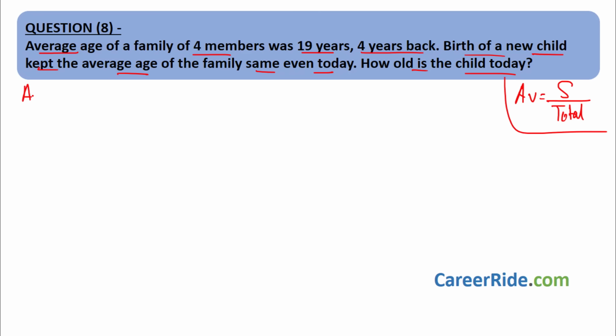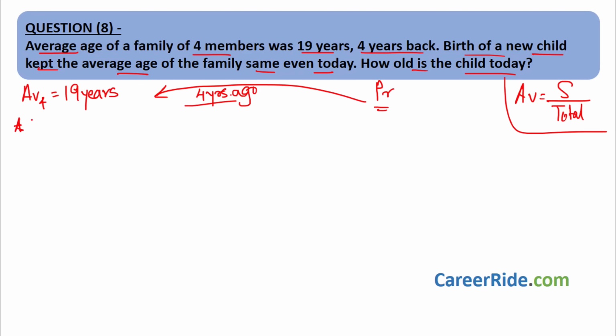Now they have given that the average age of the family of 4 members was 19 years 4 years back. So if this is the present time, let us move 4 years back. Over here the average age of the family members was 19 years. Do you know what average is? Average is nothing but the sum of the ages of all the 4 family members divided by the total number of family members, that is 4. So the sum of the ages of the 4 family members is 19 into 4, which is 76 years, right?